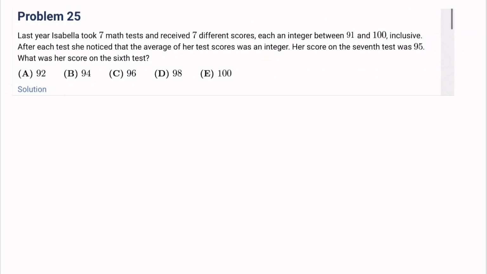Number 25. Last year, Isabella took 7 math tests and received 7 different scores, each an integer between 91 and 100 inclusive. After each test, she noticed that the average of her test scores was an integer. Her score on the 7th test was 95. What was her score on the 6th test?